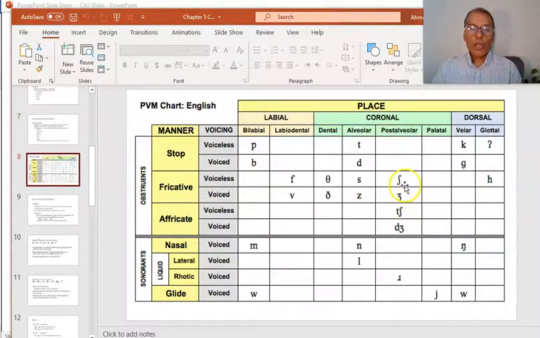The sh, I'm sorry, the sh is as in share or cash. It's a voiceless postalveolar or voiceless palatal fricative. And then you have the h as in hand, he. So that's a voiceless glottal fricative. This is the biggest category.